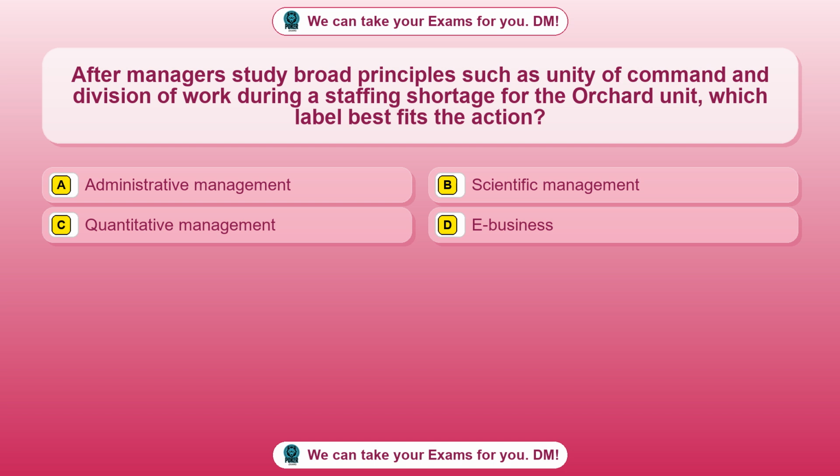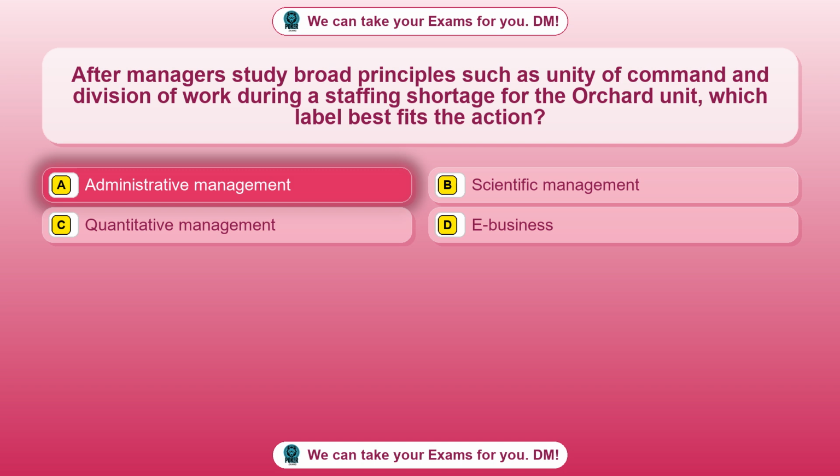After managers study broad principles such as unity of command and division of work during a staffing shortage for the Orchard unit, which label best fits the action? Option A, administrative management. Option B, scientific management. Option C, quantitative management. Option D, e-business. The correct answer is option A, administrative management.